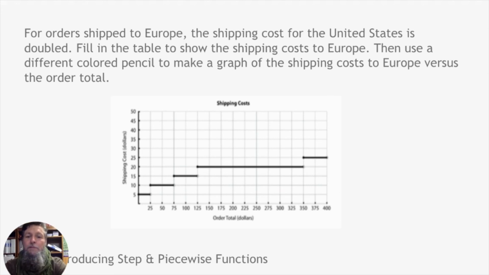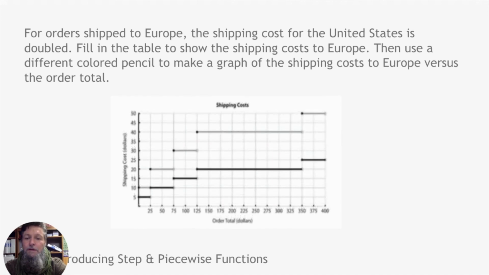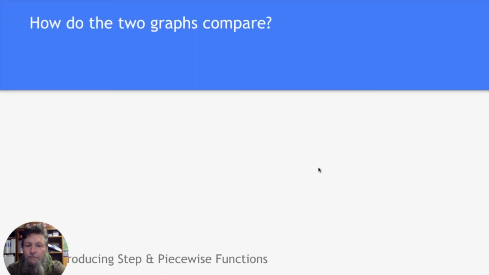And use a different colored pencil to make a graph of the shipping cost to Europe versus the order total. And it's pretty simple. I used a gray pencil this time, and the shipping costs are just double the cost. If it was $5 to the United States, it was $10 to Europe. $10 to the United States, $20 to Europe. All the way to $25 to the United States, $50 to Europe.